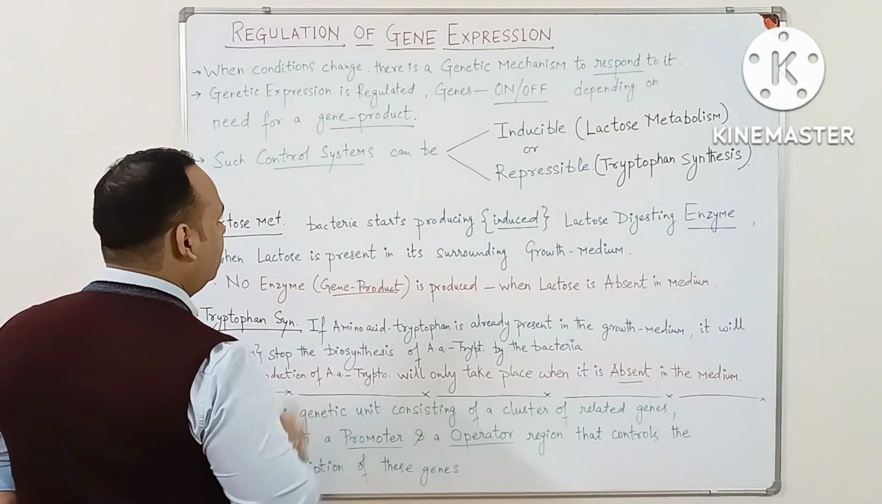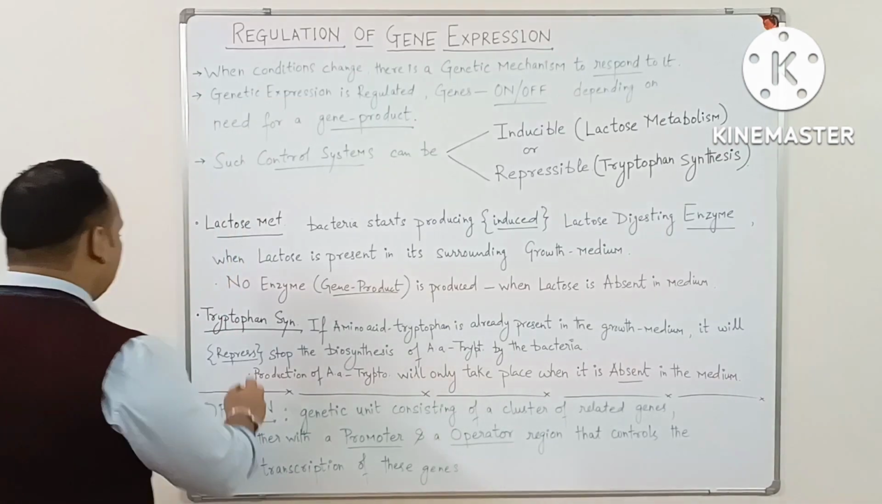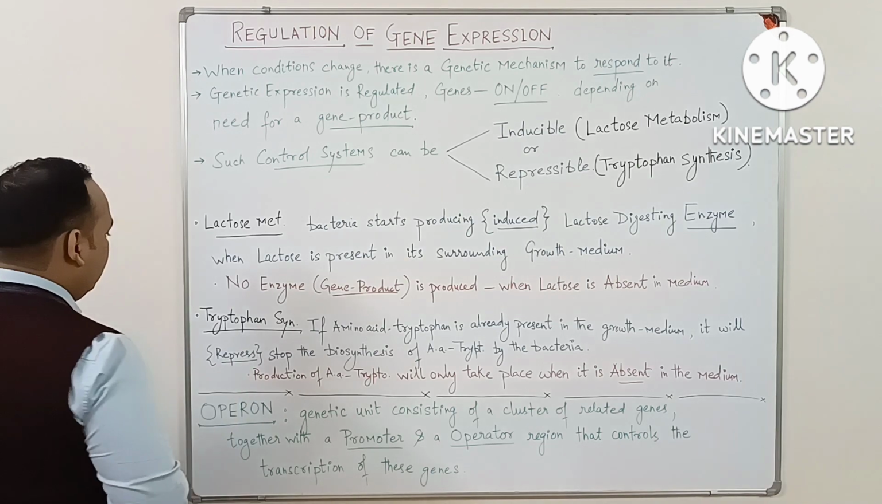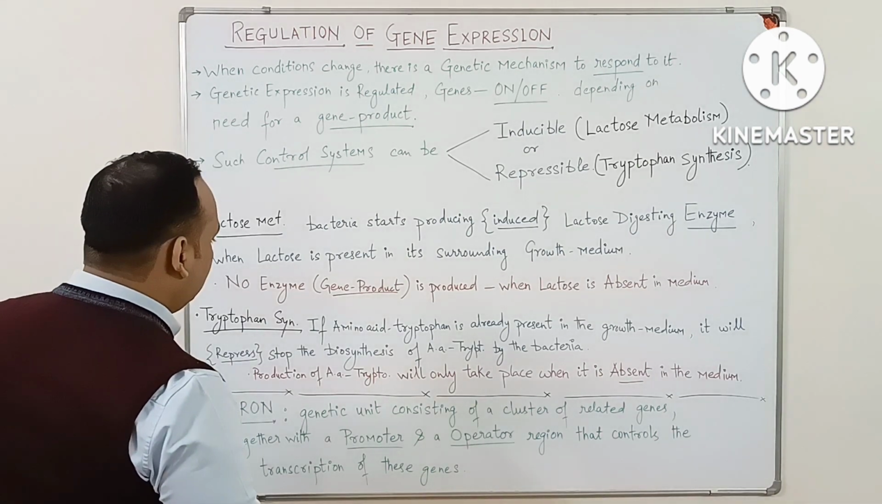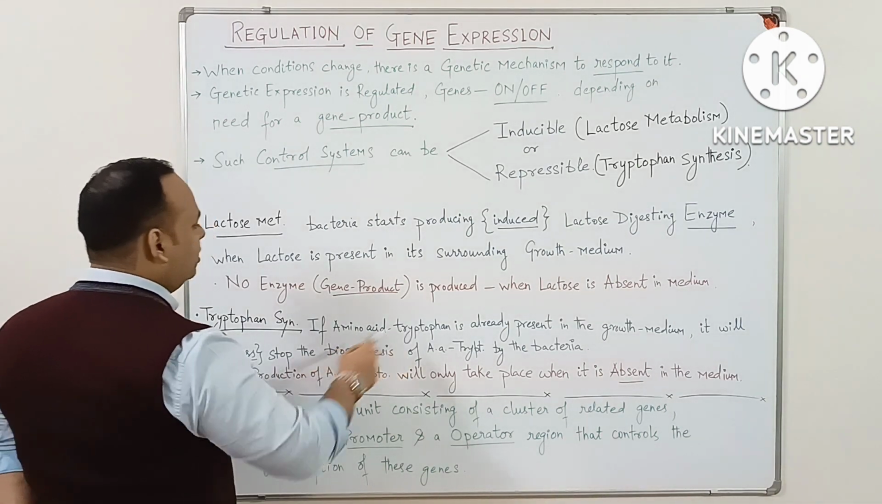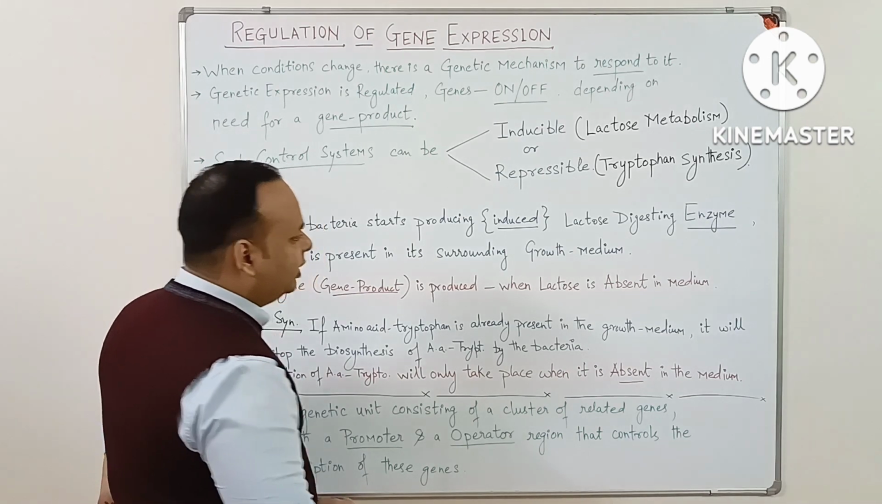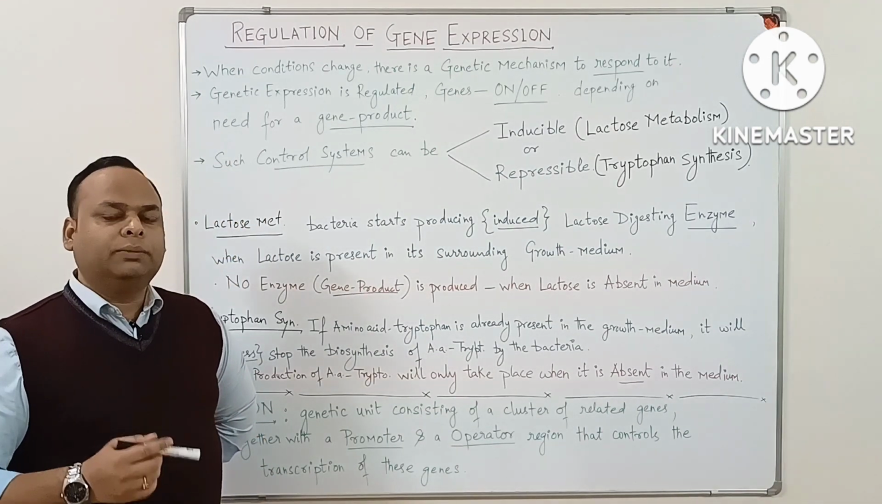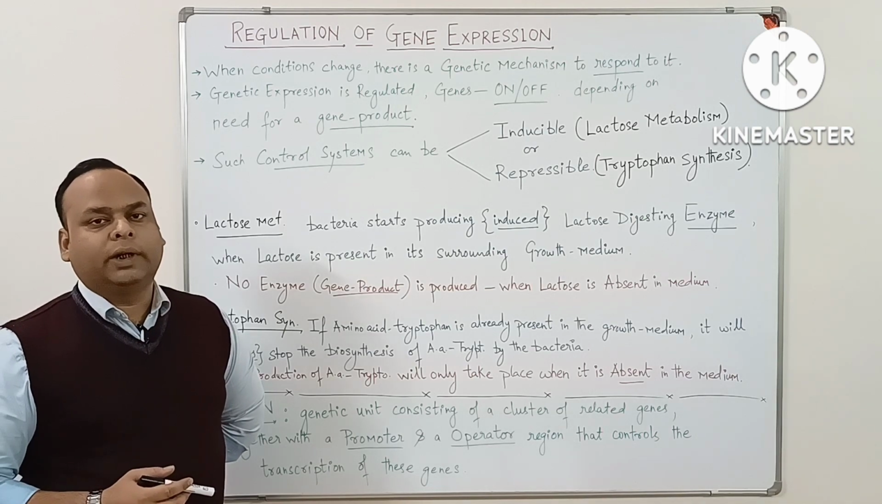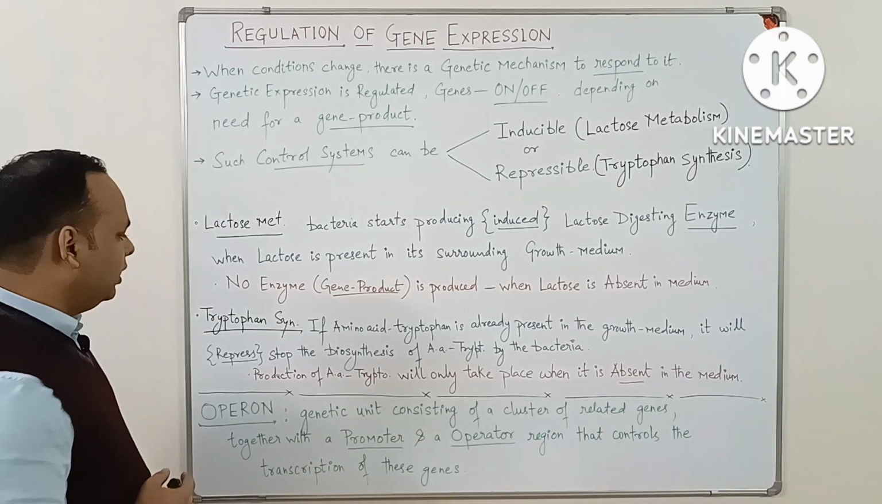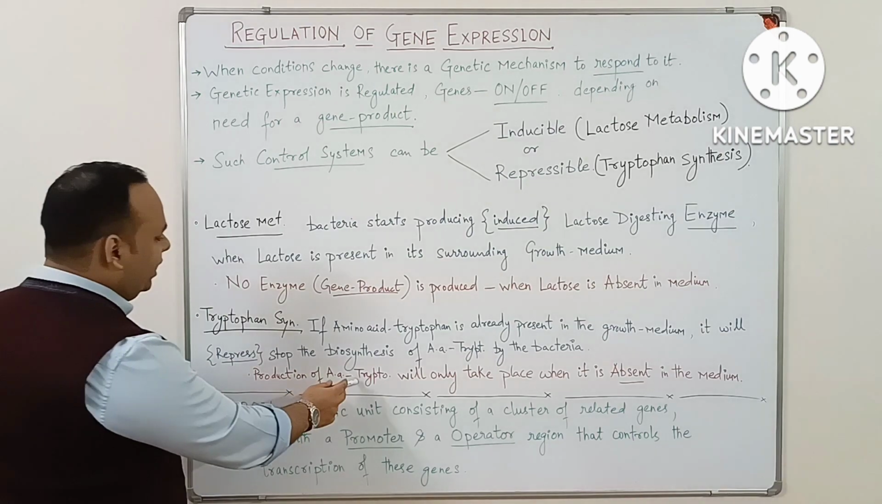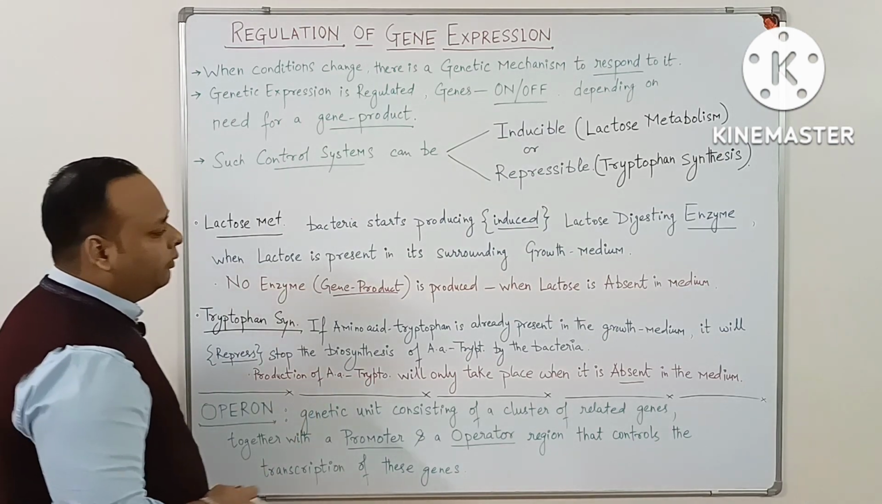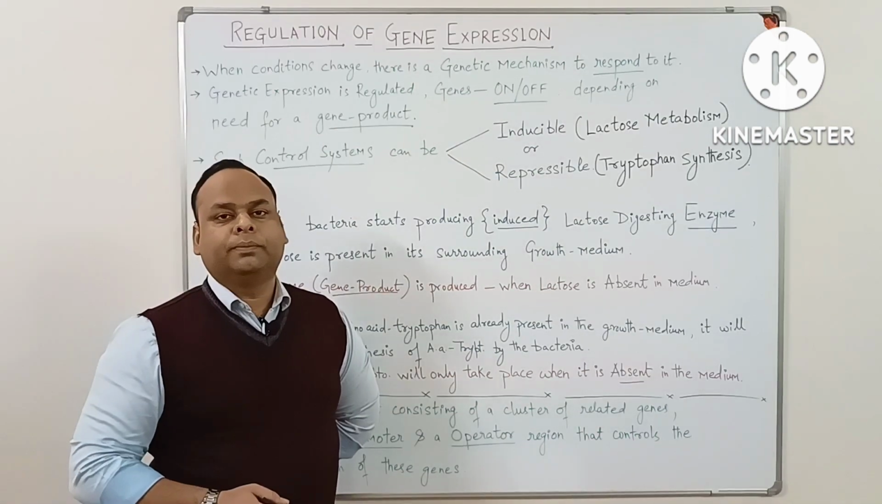Under repressible control systems, tryptophan synthesis is a well-known example. Whenever the amino acid tryptophan is already present in the growth medium, it will repress the gene and no gene product, that is the amino acid tryptophan, would be produced. The biosynthesis of tryptophan will only take place when it is absent in the medium.